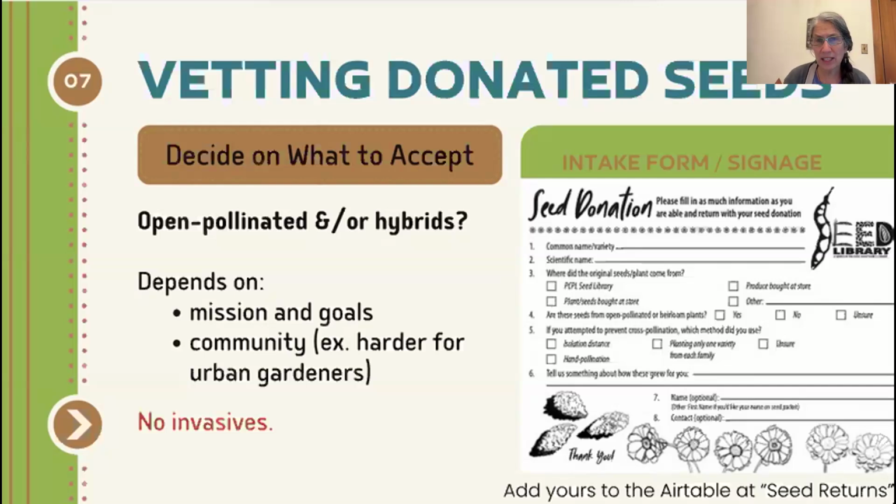So you can just see some of the things they ask: the scientific name, the common name, where did you get these seeds from? Did it come originally from their library? Were they store bought? Or is this something like produce, where the person scoops the seeds out, saying, oh, this was a really good squash, I'm going to scoop the seeds out? And then, was it open pollinated or heirloom? Do they know? Not sure. So these are really great questions to ask if you are creating some type of intake form.